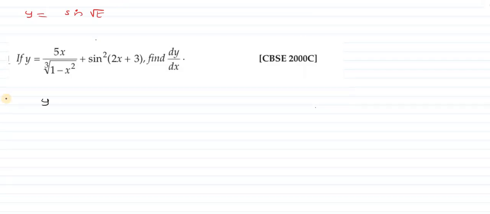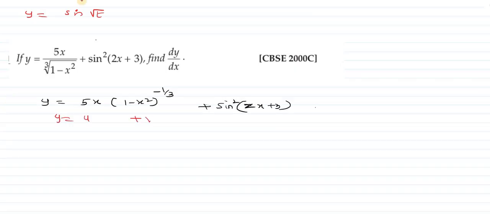Okay. Now first, in the denominator, what I will do is (1 minus x square) to the power of minus 1 by 3. Cube root, right? So it is in the denominator, so when I bring it to the numerator, it is minus 1 by 3. Correct? Then it is sine square (2x plus 3). So you can take it as y equal to u plus v.